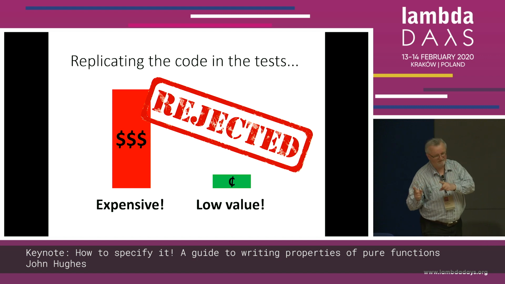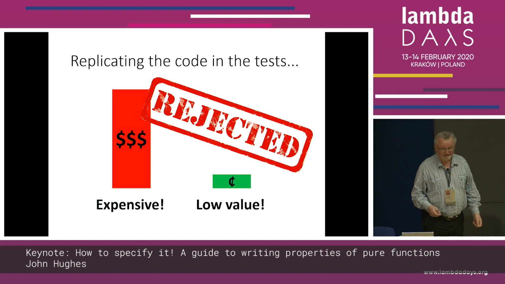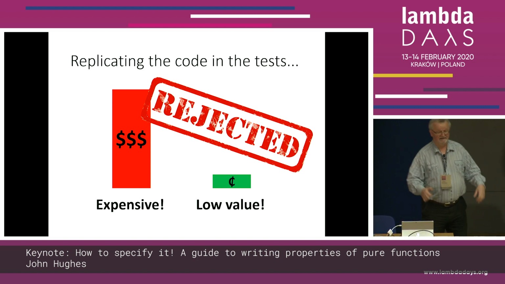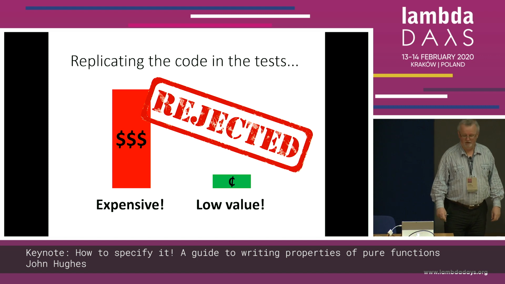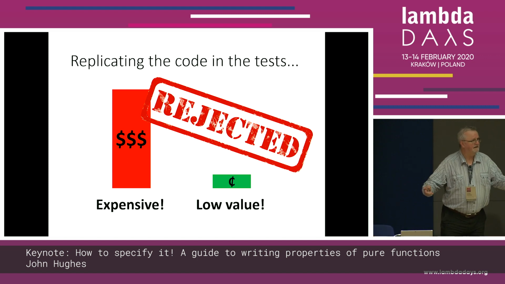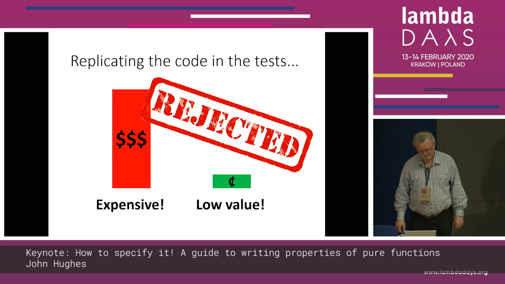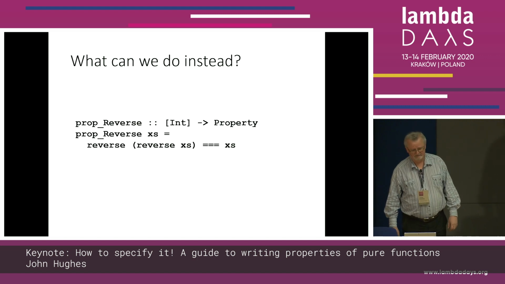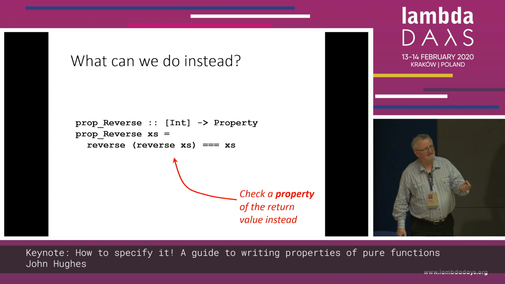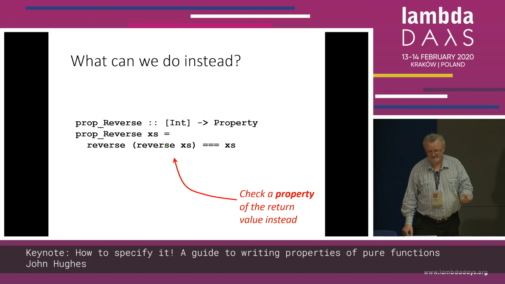Expensive and low value is a bad combination in a testing technique. And some people, when they discover this, they just say, property-based testing isn't for me. The wrong conclusion, of course, but it's understandable. So, what can we do instead? Well, if I can't predict the result of reverse in my test, I have to do something else.